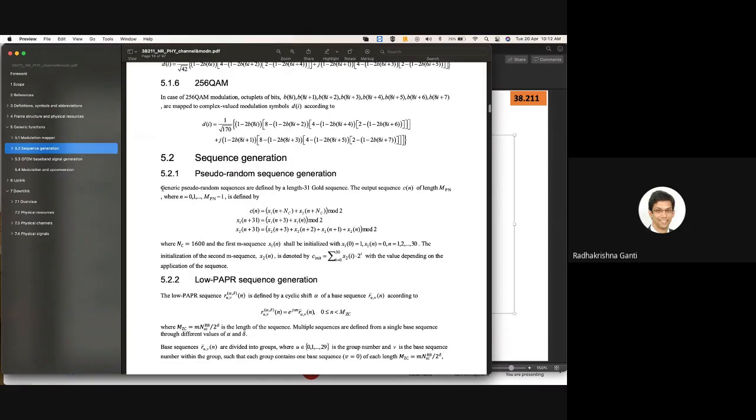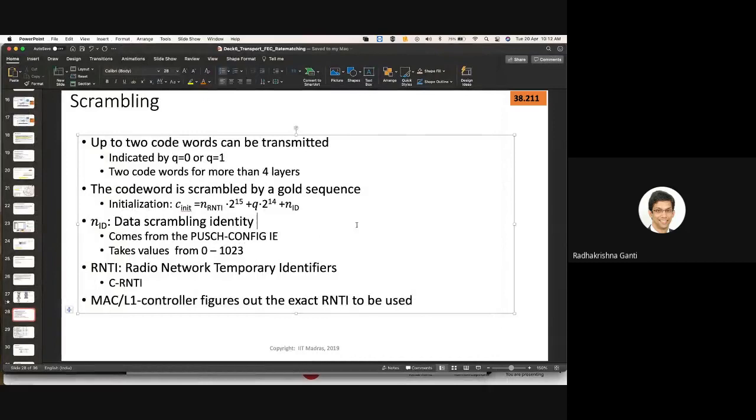Okay, so this is the sequence that they use. We will do the sequence again in detail when we do DMRS. For now, what you should remember is each sequence has something called an init seed value, C init. The sequence that is generated depends on the seed value. This init value depends on the particular UE identity, the data scrambling identity, and N RNTI. I'll tell you what RNTI is in a minute, and whether it's the first code word or second code word.